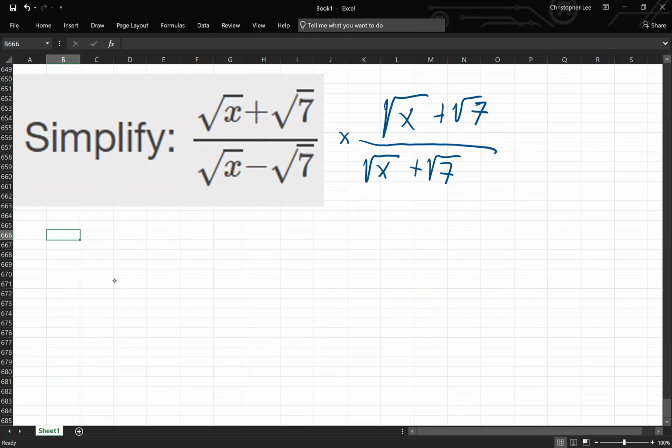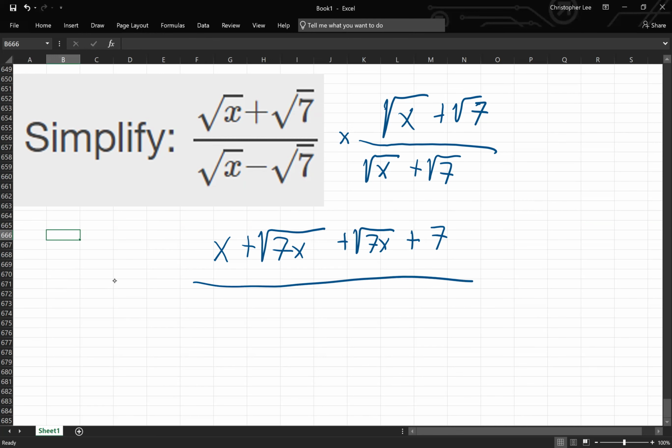Same thing. Square root x times square root x is going to give me just plain old x. X times square root 7 is going to be plus square root 7x, plus square root 7x. And then square root 7 times square root 7 is plus 7. All divided by square root x times square root x, which is just x. X times positive square root 7 is going to give me a positive square root 7x, and then minus square root 7x, and then a negative times a positive is a negative, and then there goes the 7.